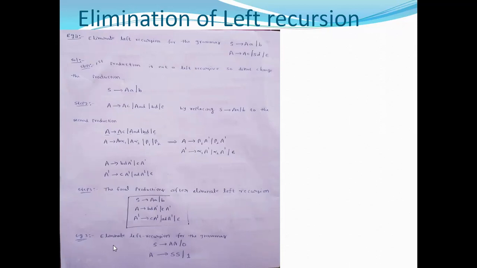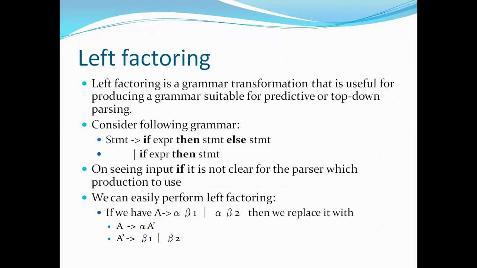So next one, eliminate left recursion for the grammar: S is production with AA or 0, and A is production with SS or 1. So this is the example, and we have to eliminate the left recursion. This is the homework for the elimination, so all of you note down and do the elimination of left recursion. Okay, so next one, left factoring.